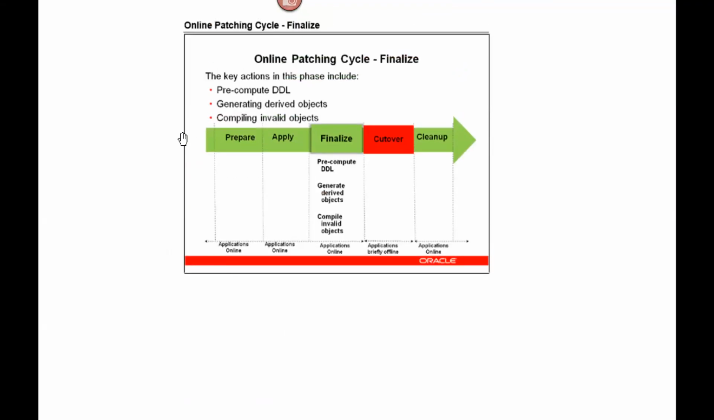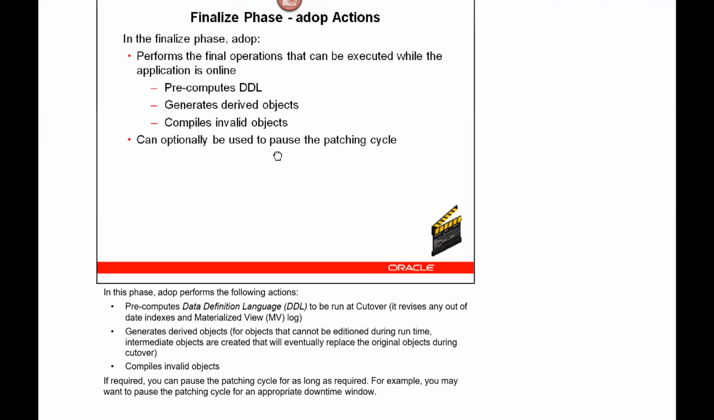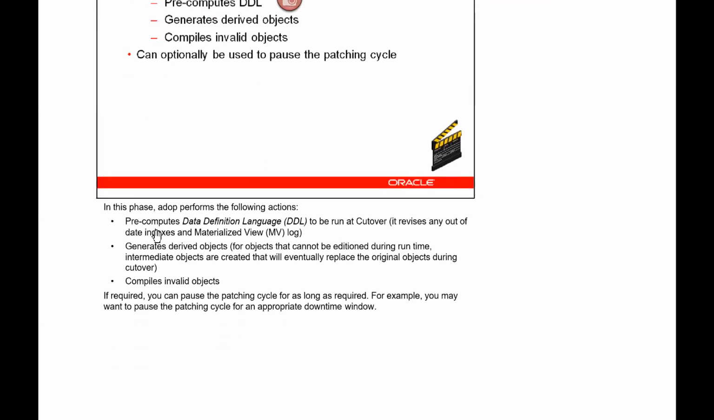Then in the finalize, it will do three activities: pre-compute DDL, generate derived objects, and compile invalid objects. So what are those? Right, let us try to see one by one. During the finalize command, it does three activities. It pre-computes DDL changes to be run at the cutover. It revises any out of date indexes and materialized views. That is what it does. Some activity it does.